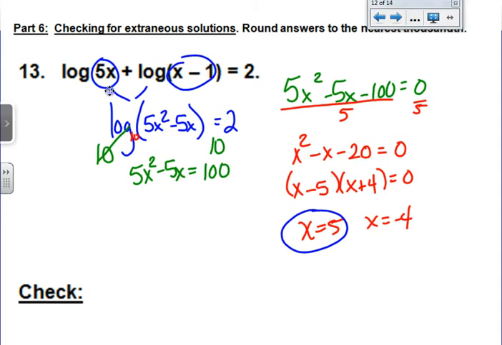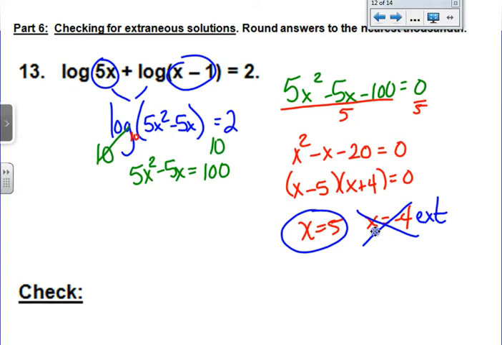However, if I was to plug in negative 4, when I try to take the log of a negative 20, or the log of any negative number for that matter, it's going to give me an error on my calculator because the logarithm is not defined for negative values. So this is an extraneous solution, so cross it off and write ext. That shows me that you got it algebraically, but it doesn't actually work. So your only answer in this question is x equals 5.